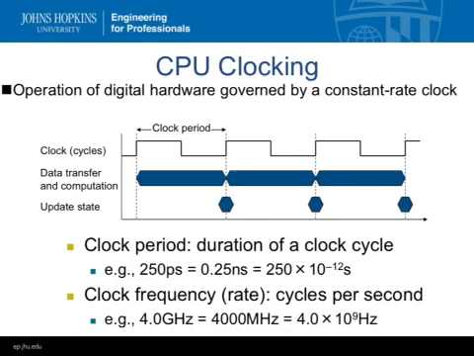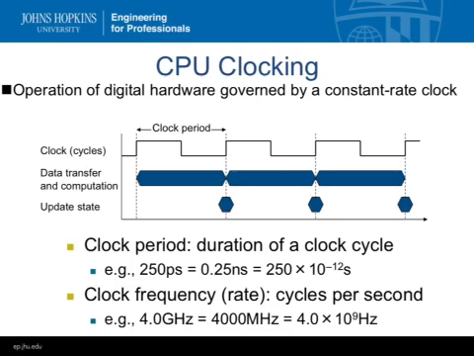I'm going to go over some performance measurements, starting with the CPU clock cycle. A computer runs instructions, and an instruction will take one or more cycles to run, and the clock period is the amount of time it takes to do one clock cycle. So in this case, it's 250 picoseconds, or 250 times 10 to the negative 12 seconds.